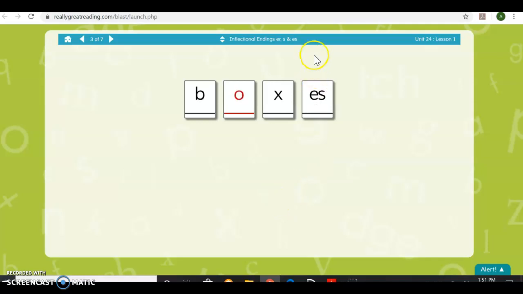Sometimes we have to add ES to the end of words, and we have to do that whenever the base word ends in an X. We always add an ES. So here's our base word, box, and here we have ES. We say es, boxes, okay? So whenever we add that ES, we make sure that we say es. And it also adds a syllable on because we have this letter O, that vowel, and then we have this vowel here. So there's two syllables.